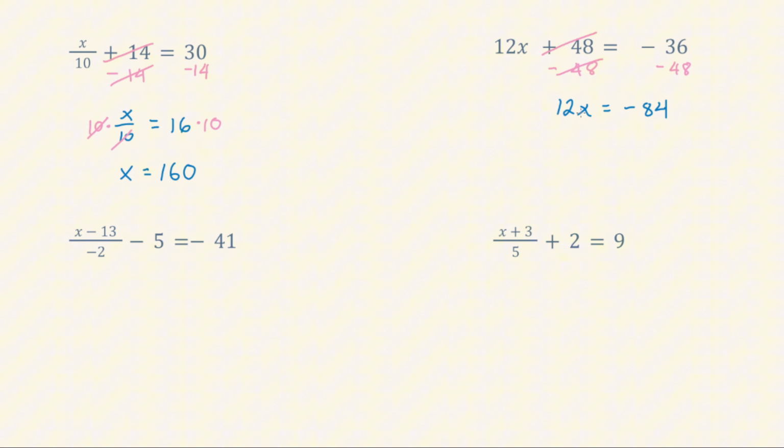Now this 12 is multiplying my x. I don't want that 12 to be on the same side as my x, because I want to isolate my x. I want x to be on its own on one side of the equation. So I have to undo this multiplication. I have to divide by 12 on both sides. So this goes away. I'm just left with x is equal to minus 7.